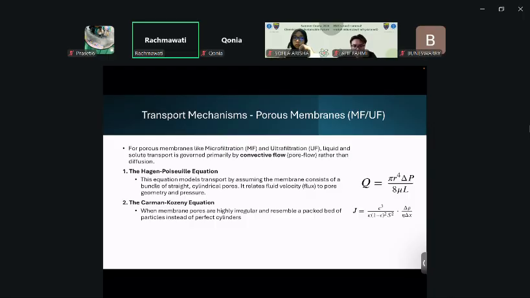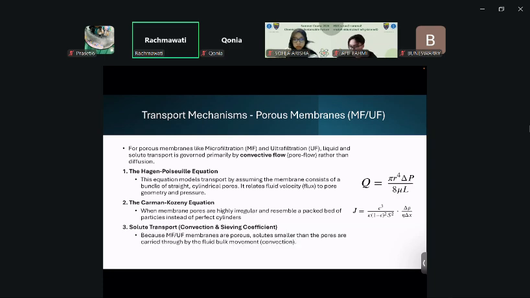I mean, if you are working with a membrane and somehow your membrane is a special type of membrane and you cannot use whatever is available in the literature to explain the properties of the membrane itself, you might propose your own equation if it really matches your data. And then there's also the convection sieving coefficient, as I said, in microfiltration or ultrafiltration membranes, because they are porous, and if the solutes are smaller than the pores, then they can be carried through by the fluid bulk movement, by convection.